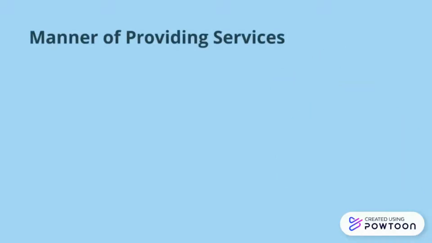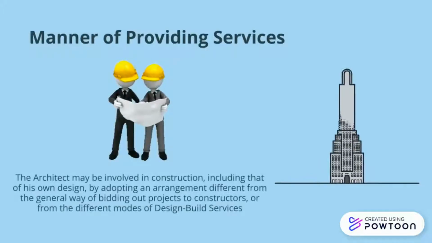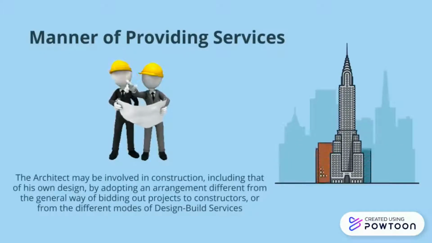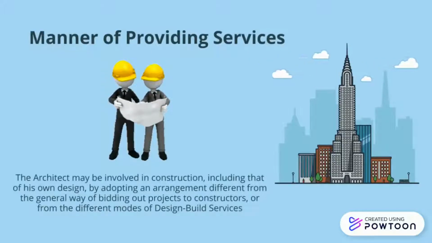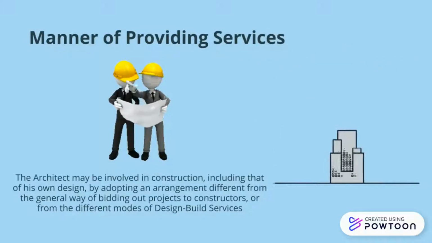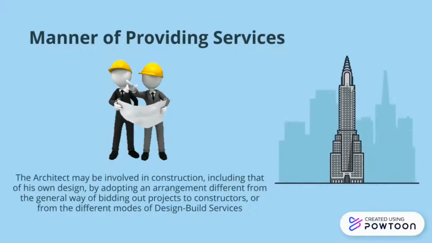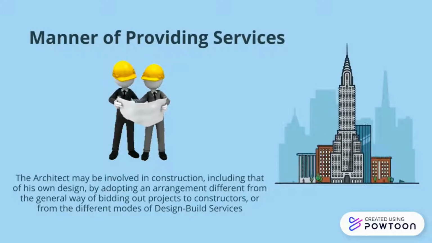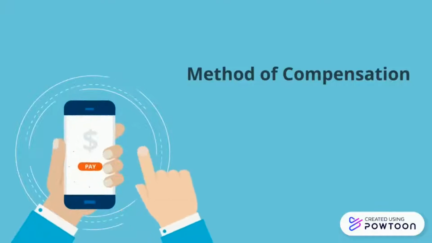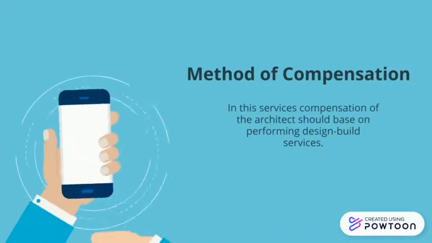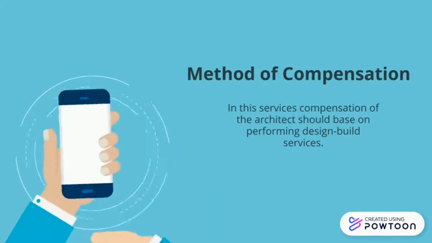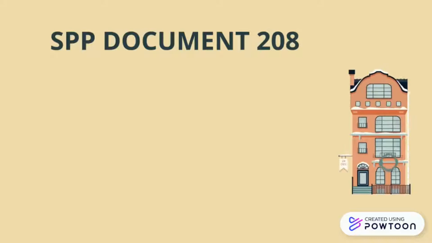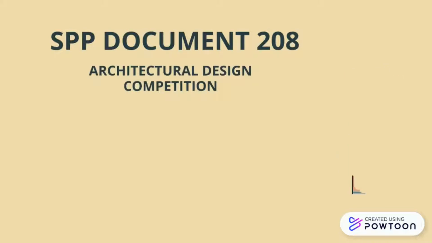Manner of providing services. The architect may be involved in construction, including that of his own design, by adopting an arrangement different from the general way of bidding out projects to constructors, or from the different modes of design-build services. Method of compensation. In these services, compensation of the architect should be based on performing design-build services. SPP document 208, which is architectural design competition.